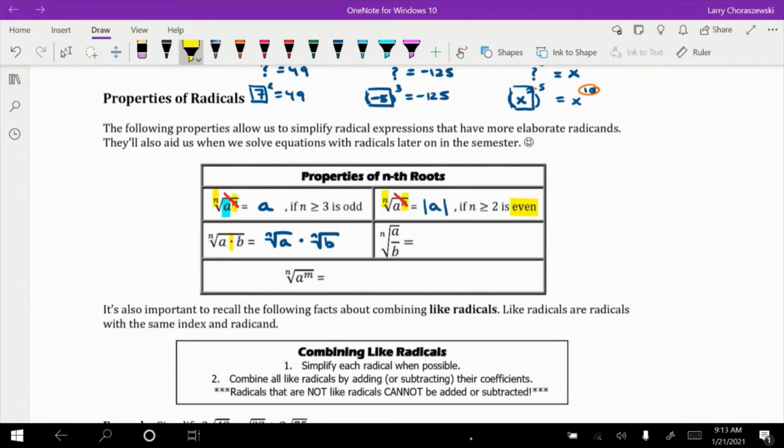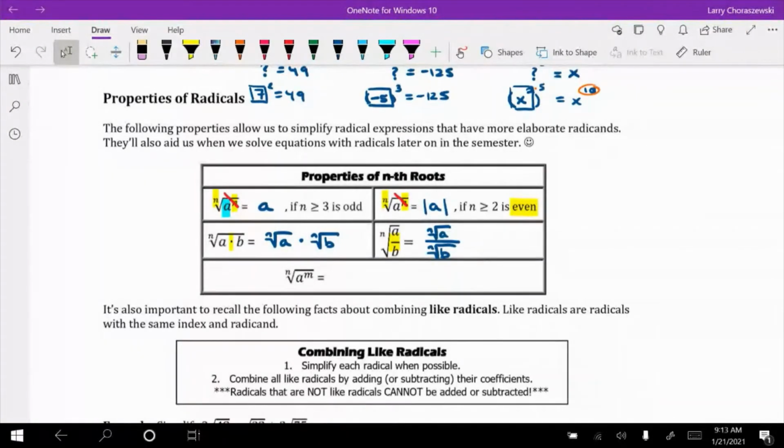Likewise, if you have a fraction inside of an nth root, you can apply the nth root to the numerator, and you can apply the nth root to the denominator. So in a sense, it's kind of like the nth root distributes across the fraction as well.